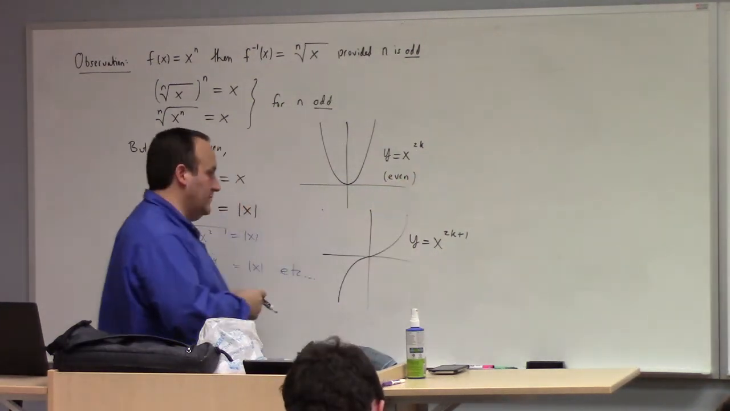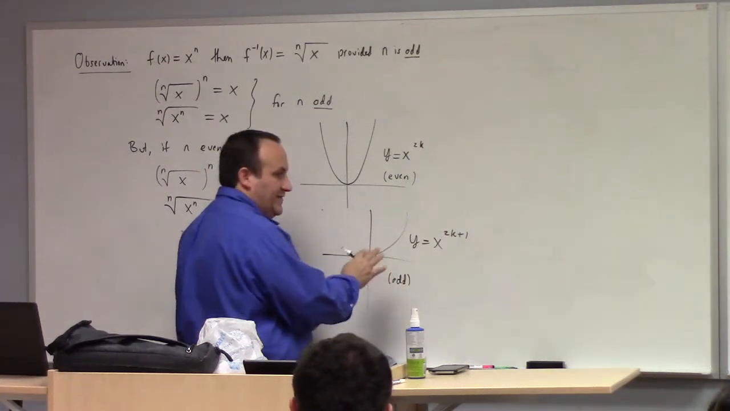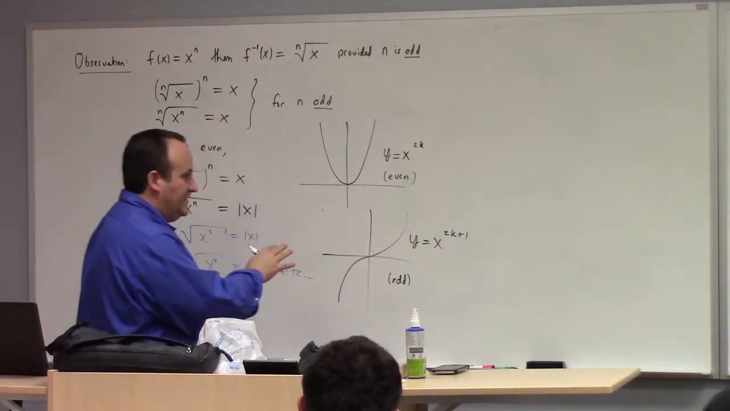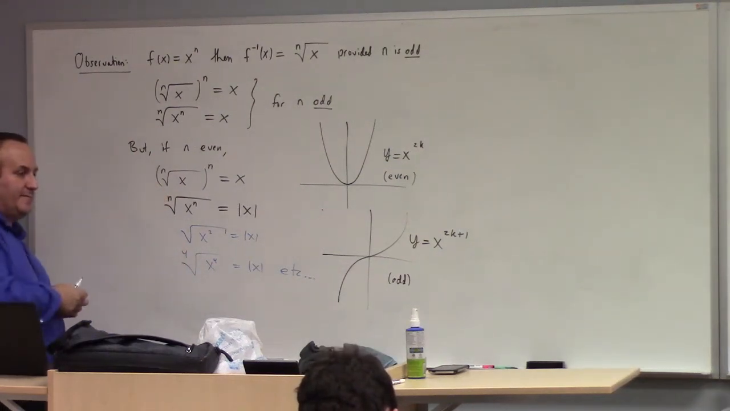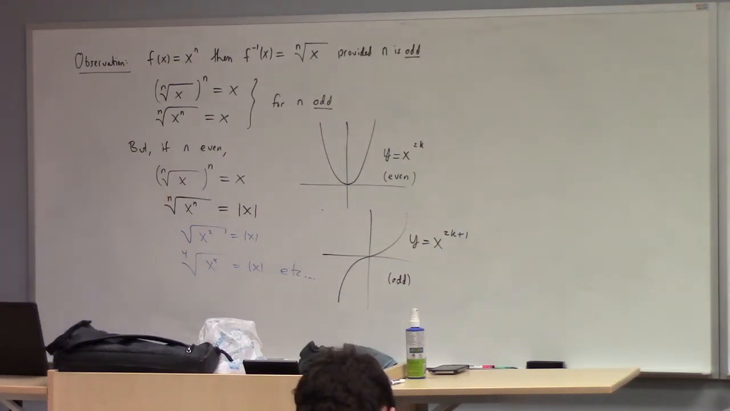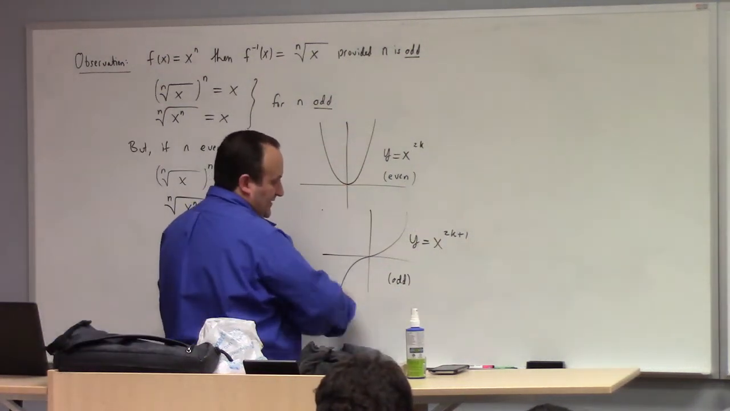Where's the bottom one? This is odd. It's odd, and I mean that in every sense of the phraseology. Like even as a function, as in f of minus x equals f of x, even as a power, like 2k is an even power. This is an odd function.